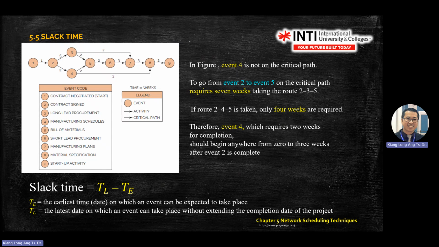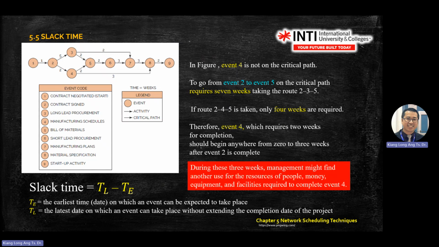From the analysis, it tells you that event 4 is not on the critical path. To go from event 2 to event 5, you have two routes. The critical path requires 7 weeks, taking note 2, 3, 5. So 2 to 3 needs 5 weeks, 3 to 5 needs 2 weeks, so total 7 weeks. But 2, 4, 5 needs 4 weeks. Therefore event 4, which requires 2 weeks for completion, should begin anywhere from 0 to 3 weeks after event 2 is completed. So it just means that event 4 you can start after some weeks.